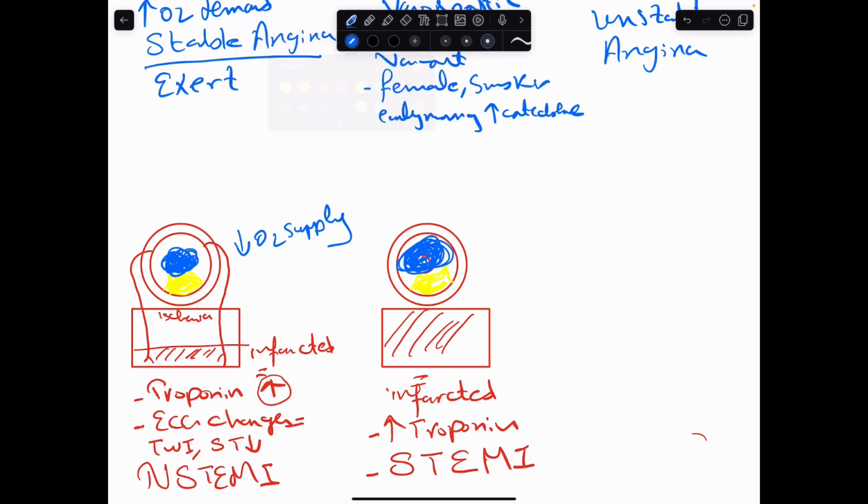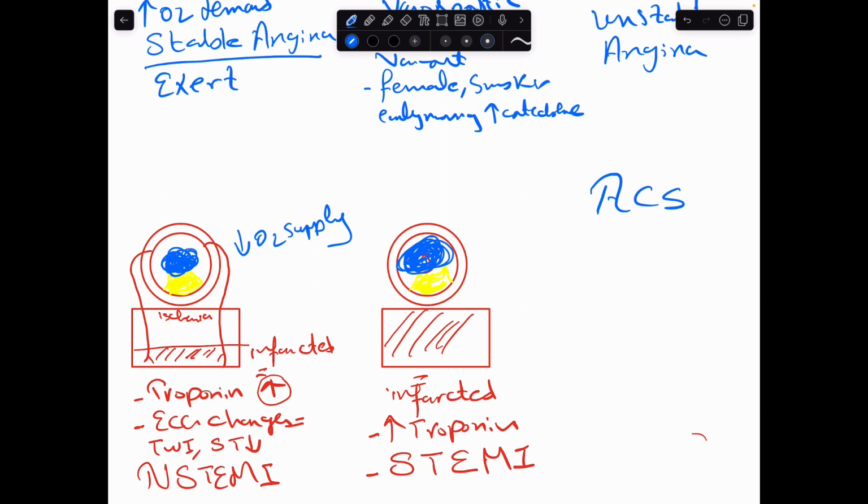So now we're going to talk about the ACS briefly. ACS is essentially acute coronary syndrome. The acute coronary syndrome does not include the first two that we talked about, which is stable angina, because it's stable, it's not acute. The vasospastic or Prinzmetal angina is also not included in the ACS.